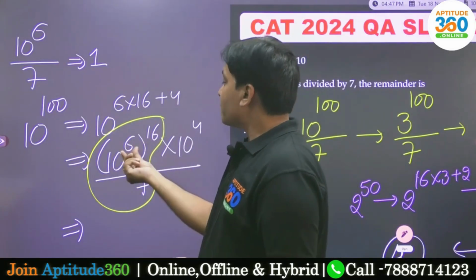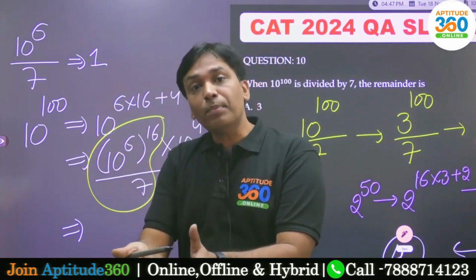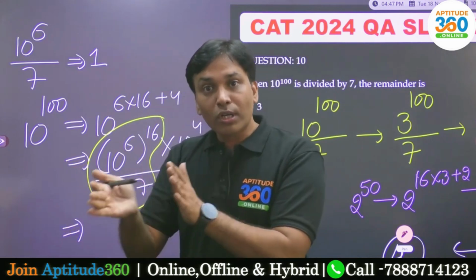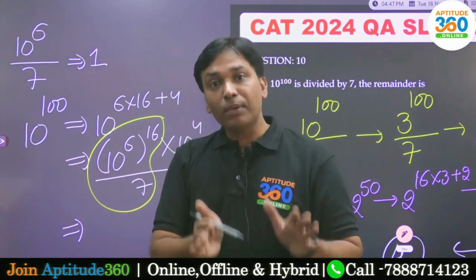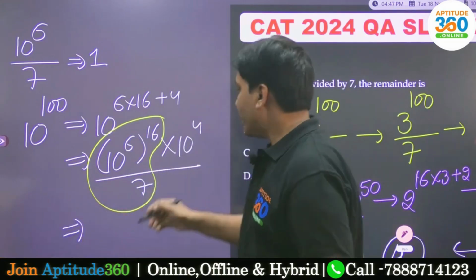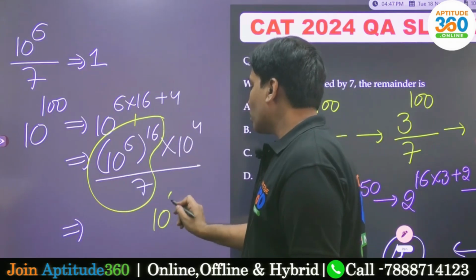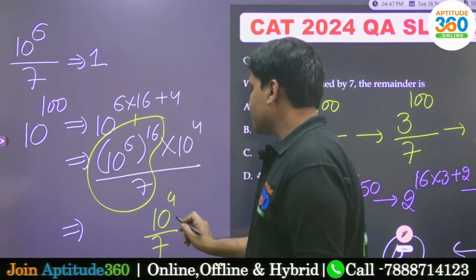And what is the interpretation of 10 raised to 6 raised to 16? 10 raised to 6 is getting multiplied 16 times. So remainders will also be multiplied 16 times. 1 into 1 into 1 into 1. How many times? 16 times. So over here the remainder is 1. Then what is that you are left with? You are left with 10 raised to 4 divided by 7, isn't it?